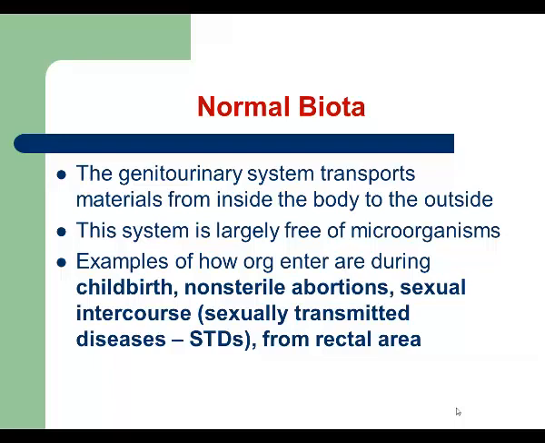But sometimes infection might happen, and a few examples of how it can happen are listed here at the bottom of the slide. For example, genital childbirth, non-sterile abortions, sexual intercourse.